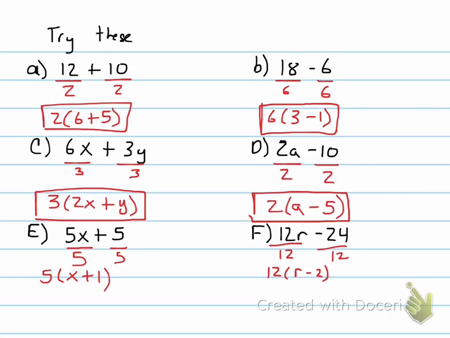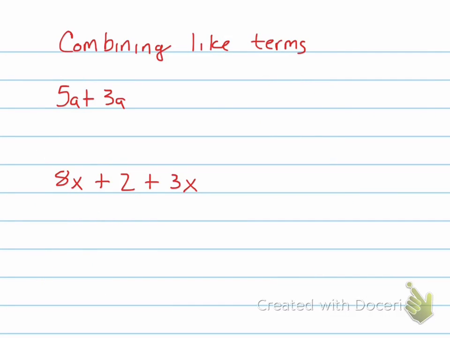Here are your answers. Please check this. Make sure you understand why this works. Hopefully, if you're having trouble, this will help you. Alright? So, I'll pause here. Combining like terms. What does this mean? Well, this means 5a's plus 3a's. They're the same. So we could say this equals 8a. And we're done now.